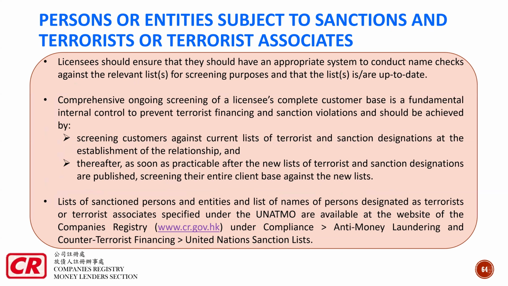So how do we make sure that the licensees will not conduct any business relationship with any of such sanctioned individuals or entities or terrorists or their associates? It's very important for the licensees to have an appropriate system so that they can conduct name checks against the relevant lists for screening purposes, and make sure that the lists are up to date.